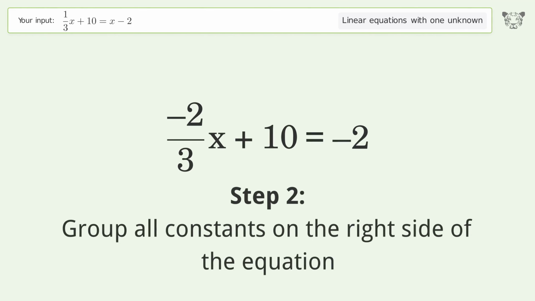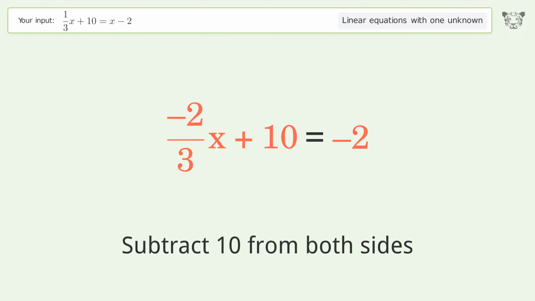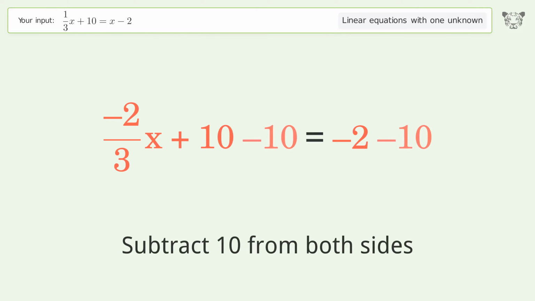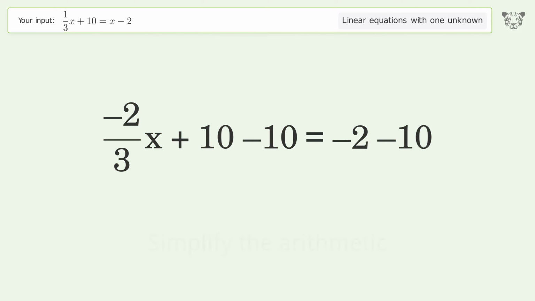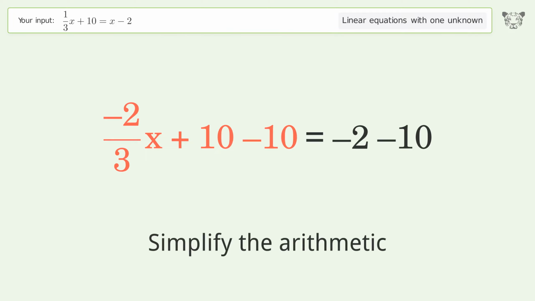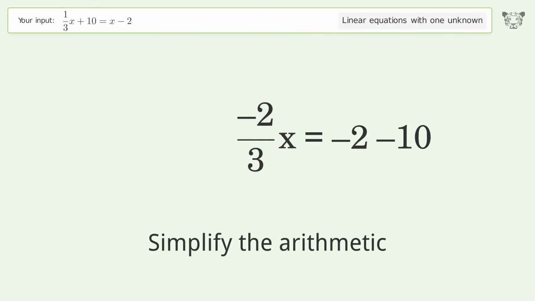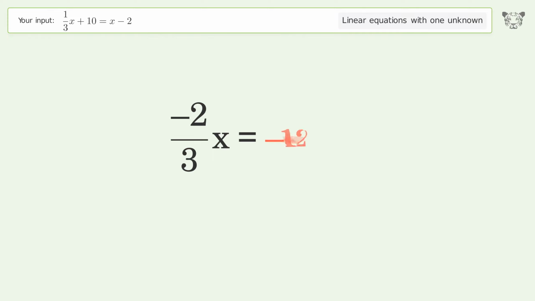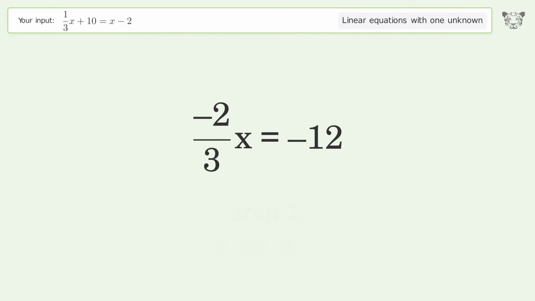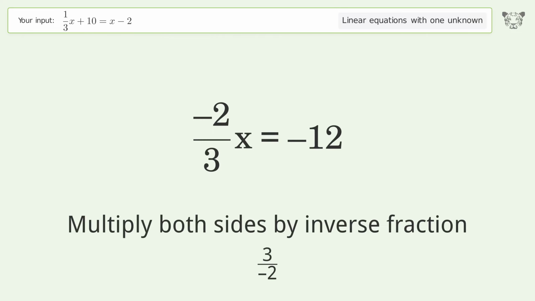Group all constants on the right side of the equation. Subtract 10 from both sides. Simplify the arithmetic. Isolate the x. Multiply both sides by inverse fraction 3 over -2.